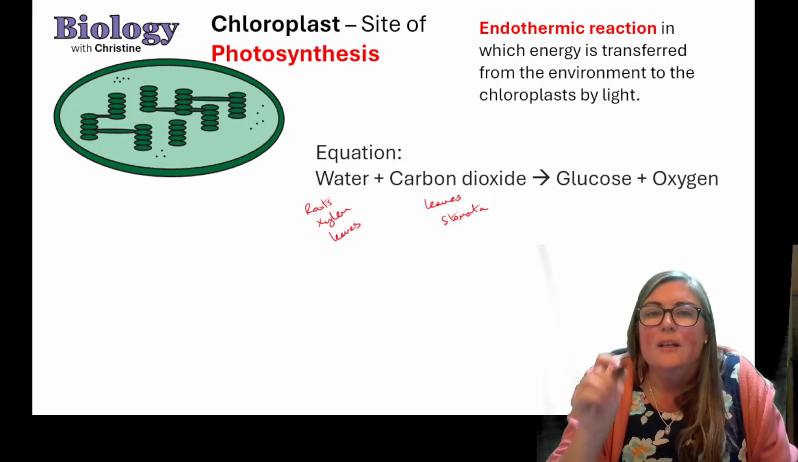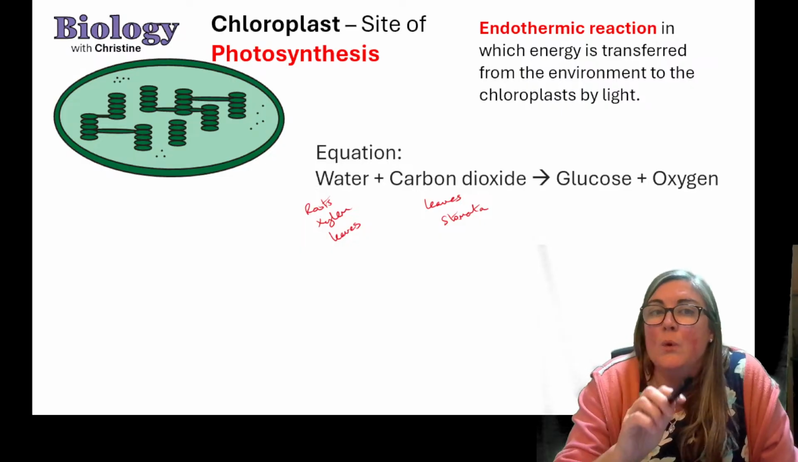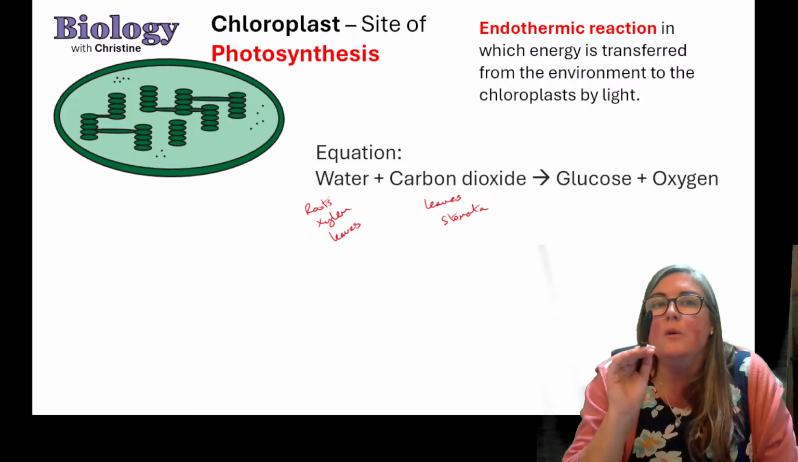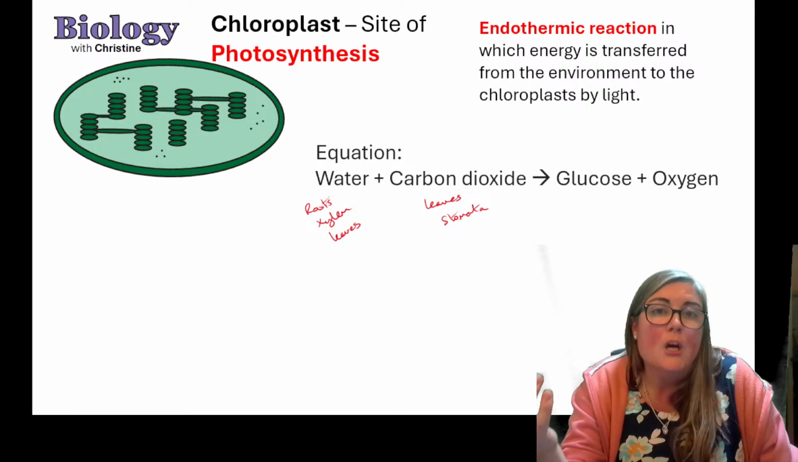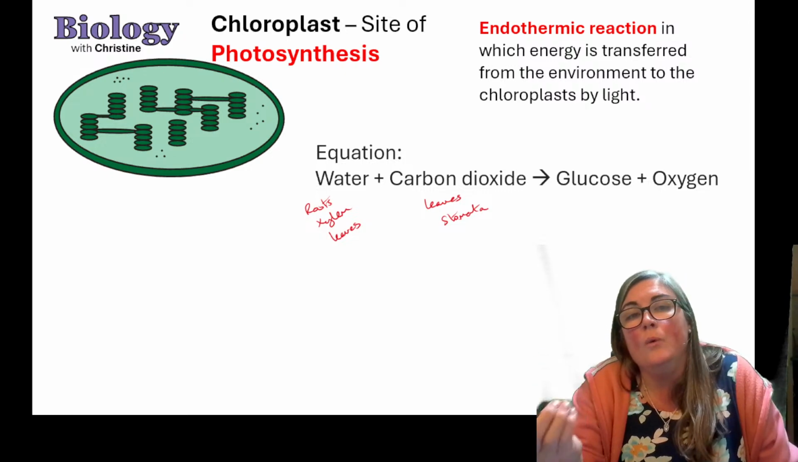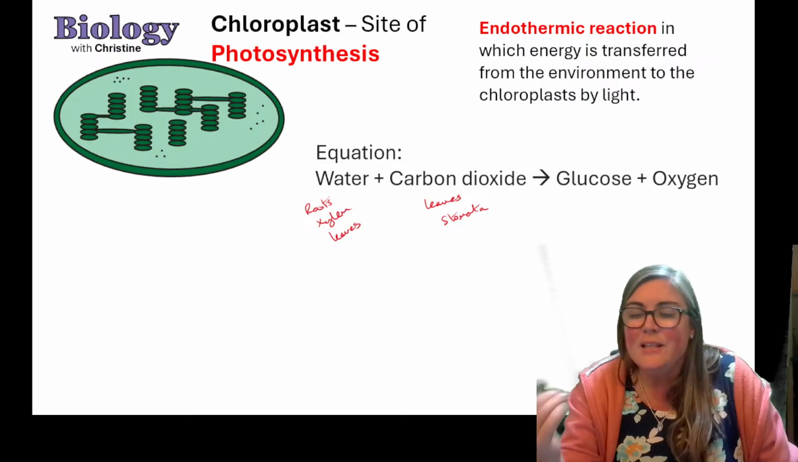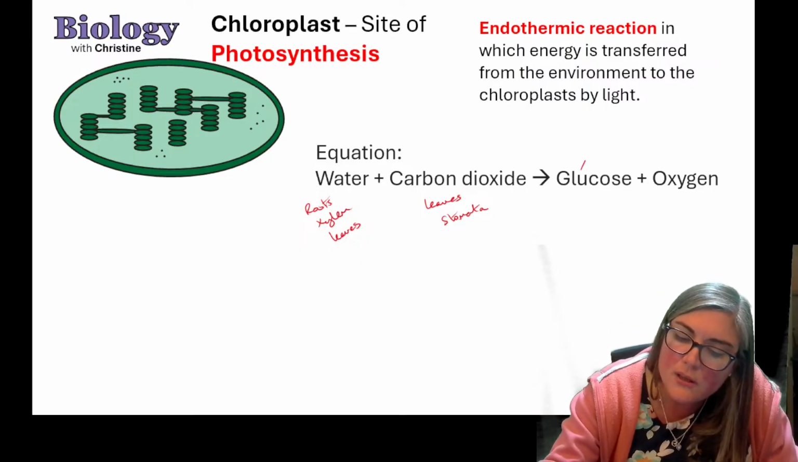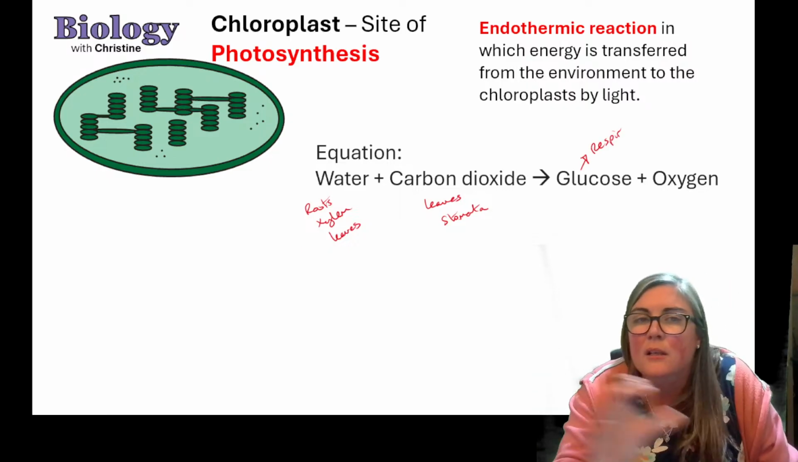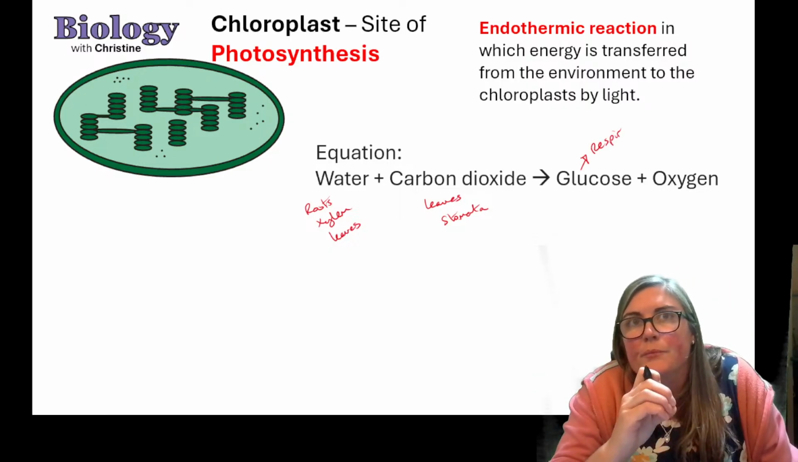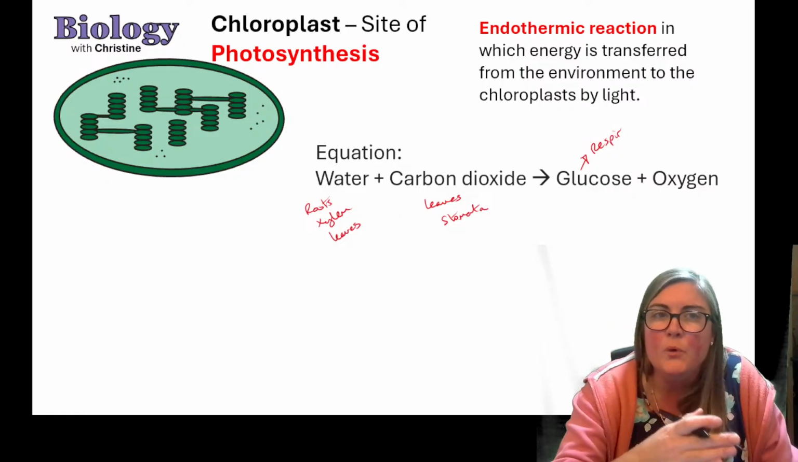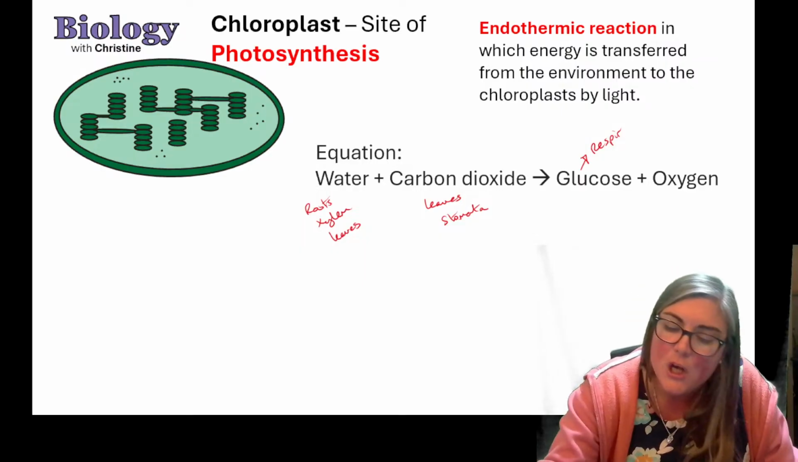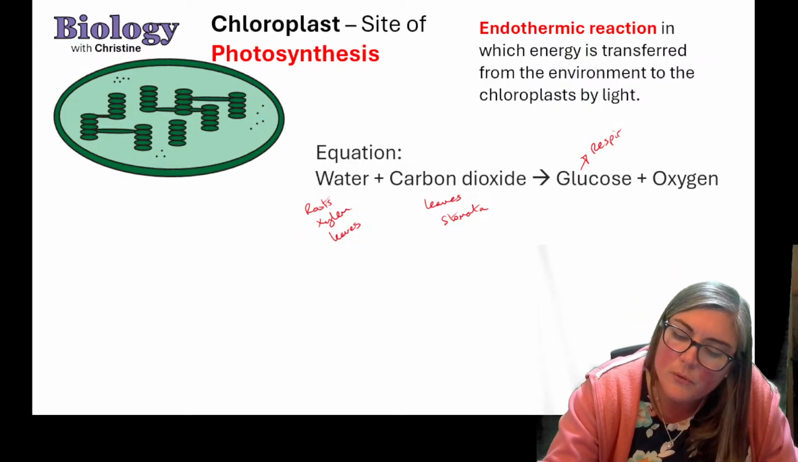Hope that helps. Okay, back to this equation. We have our water, we've got our carbon dioxide. We're going to produce glucose. Glucose, which is going to be needed for respiration. So this is where we talk about this interconnected relationship that photosynthesis and respiration have. So this is going to be used for respiration.